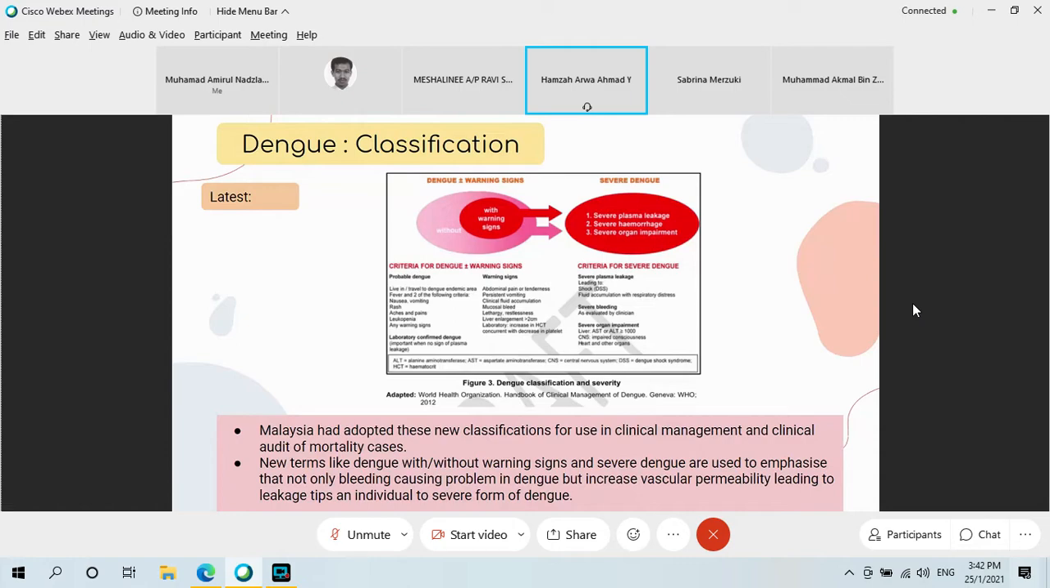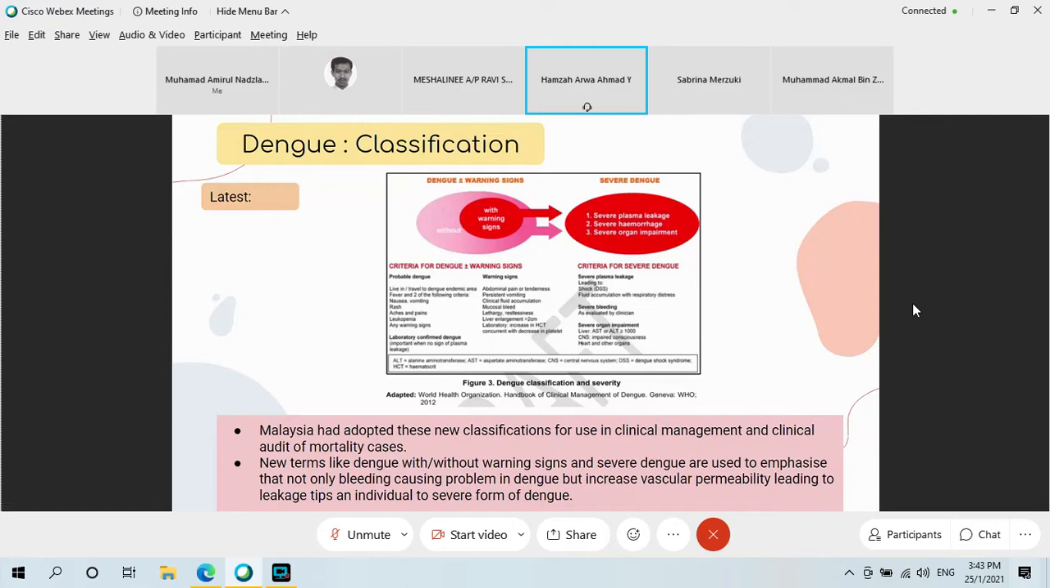tourniquet test, leukopenia. The laboratory confirmed dengue. Make sure to check if there is a presence of plasma leakage or not. So the next is the warning signs. The clinical manifestations are intense abdominal pain or tenderness, persistent vomiting, clinical fluid accumulation, mucosal bleed, lethargy, restlessness, and liver enlargement of more than 2 centimeters.